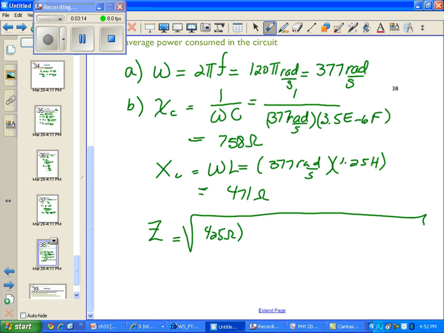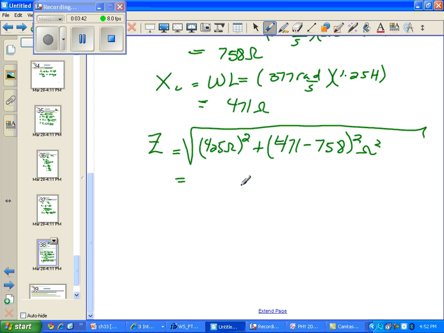Z, the impedance, is the square root of R squared, 425 ohms squared, plus, is it X sub L minus X sub C? I believe it's X sub L minus X sub C. So 471 minus 758 squared, and of course that's going to be ohms squared, and when we plug this into our calculators, we get a value of the impedance, Z, as 513 ohms.